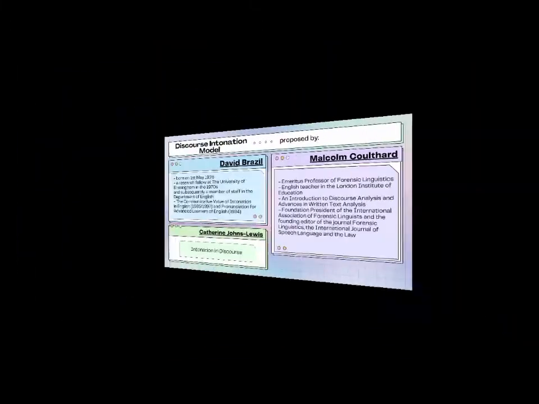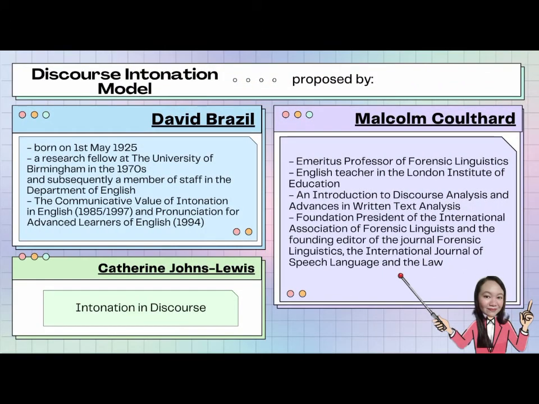The Discourse intonation model was proposed by David Brazil, Malcolm Coulthard, and Catherine Johns Lewis. David Brazil is the major proponent of this model. Just for a short background, Brazil was born on May 1, 1925. He was a research fellow at the University of Birmingham in the 1970s. He was also a member of staff in the Department of English in the university.